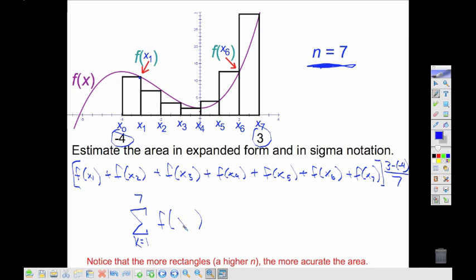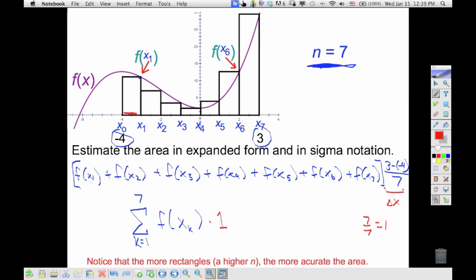We'll then take f of, well, we're starting with our first x, so we'll call this xk, which tells us we plug in x1, x2, x3, keep adding them together, and then we multiply this by our delta x. But our delta x here is this value right here. This is our delta x. This is telling us how wide each one of these rectangles is, how much x changes for each rectangle, which, as we saw here, is actually 7 over 7, which is equal to 1. So I could multiply this one by 1. It's now in sigma notation.